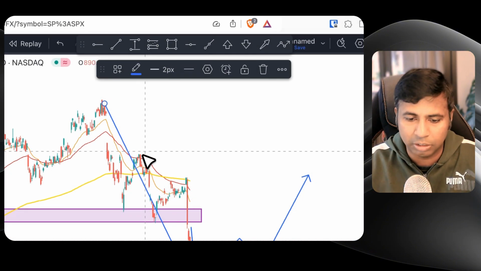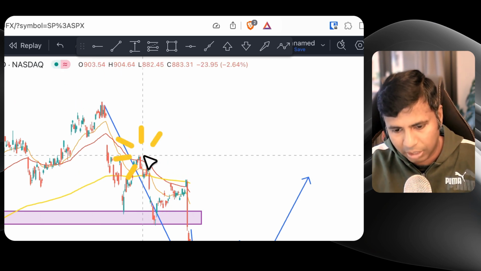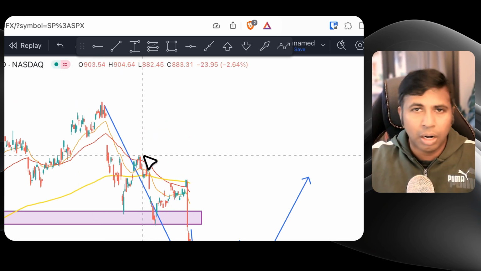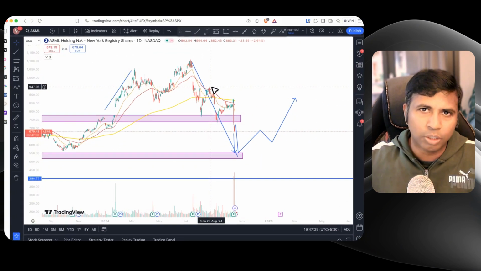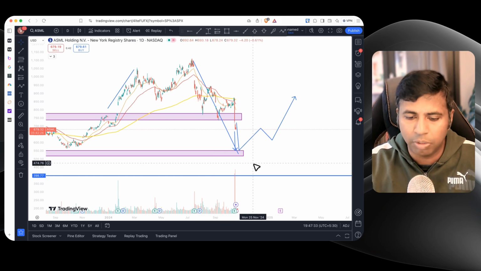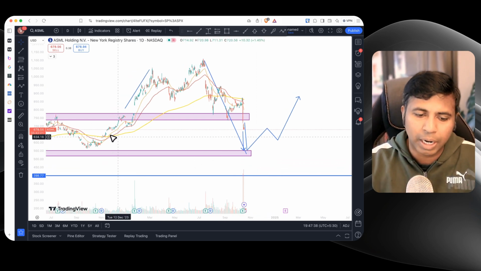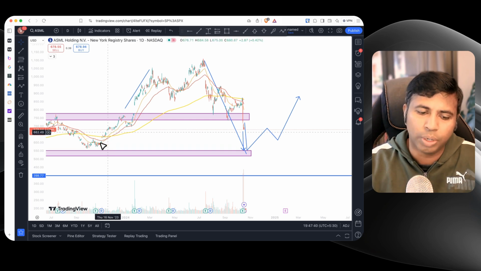What I mean by that is this high is lower than this high, and this high is lower than this high. So the stock is making a series of lower highs and lower lows, and it's showing a downtrend. We don't know when this trend will stop and when it will turn around. It can be shown by these moving averages.